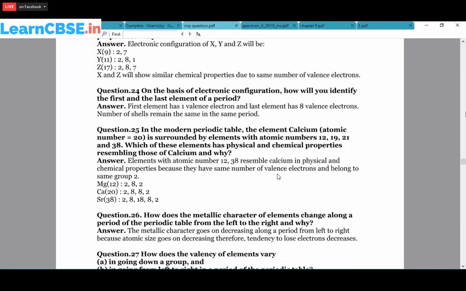So there is one electron in the outermost shell, but the calcium is having the two electrons. So it will resemble with magnesium, atomic number 12, and the strontium, atomic number 38.